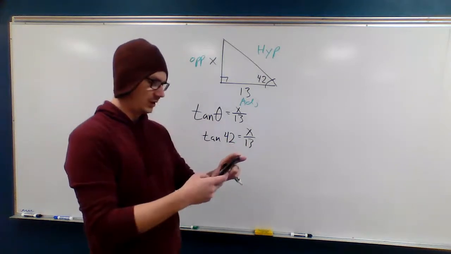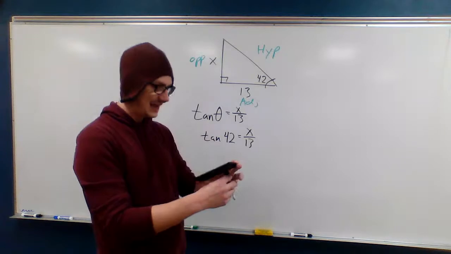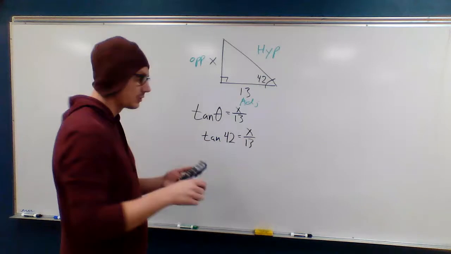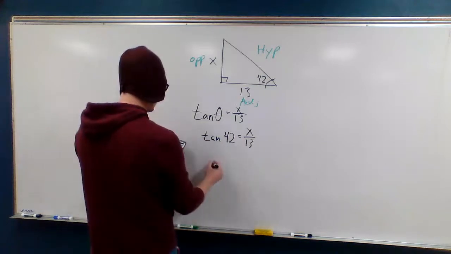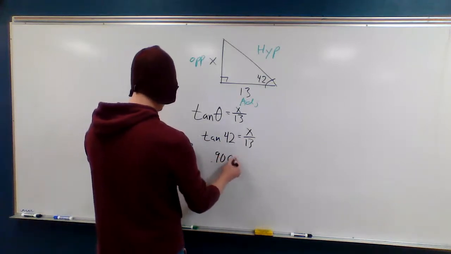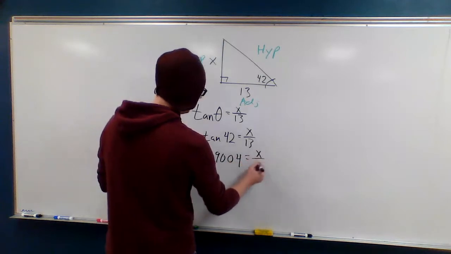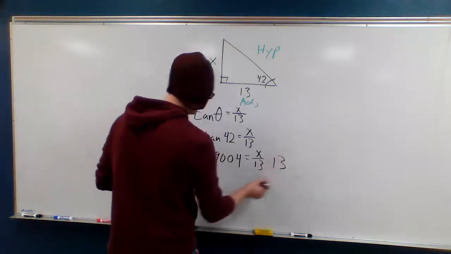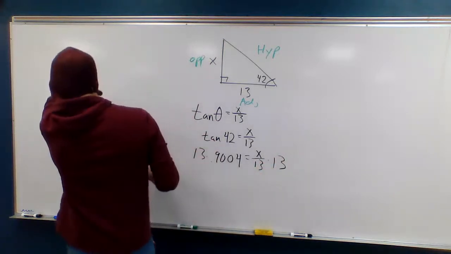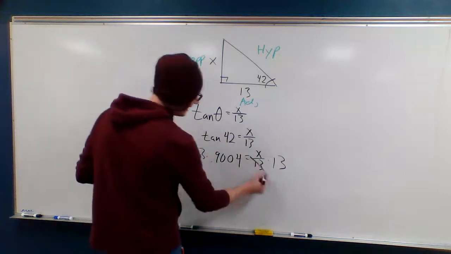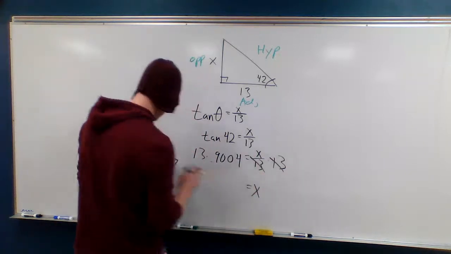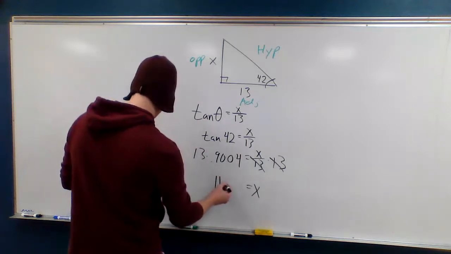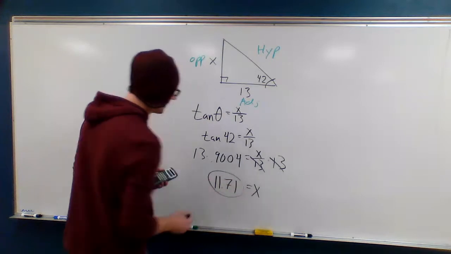I'm going to plug in 42, and then on this calculator, I then hit tan. Some of your calculators will be tan and then 42. You have to look at your calculator. That's why we spent all that time on that last week. The tangent of 42 is 0.9004, which equals x over 13. But the goal here is to solve for x. So we'll multiply both sides by 13. We'll cancel out on the right side, and x will equal 11.71, rounding to the second decimal.